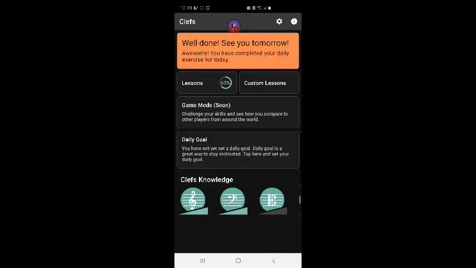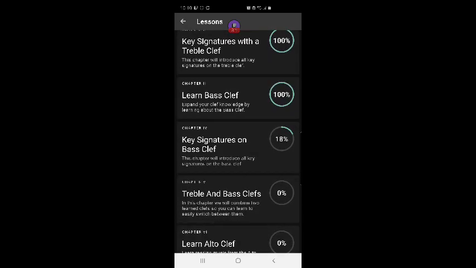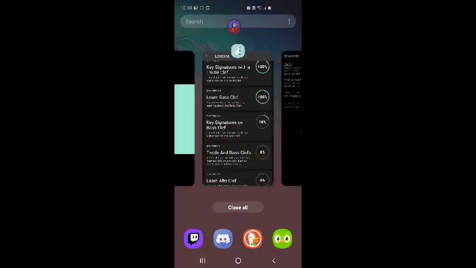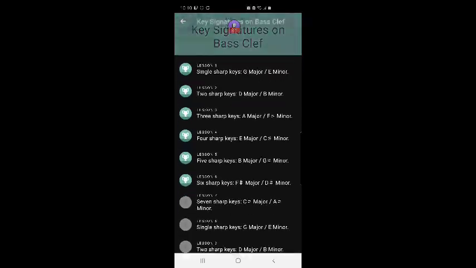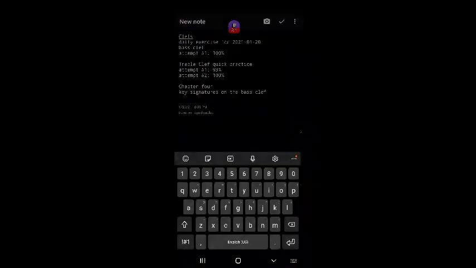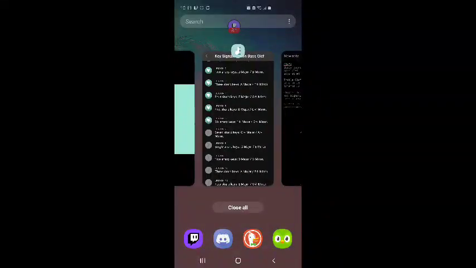And let's go to the lessons. That's chapter 4. Key signatures on a bass clef. Okay, so we're in lesson 7. What does lesson 7 consist of?